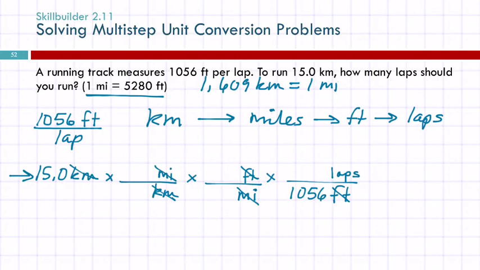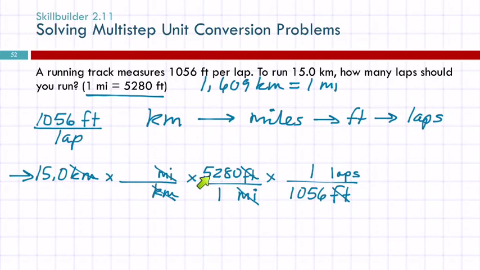And what number is in front of lap here? A 1. We didn't write it, but if we had to put a number, we'd put a 1. And sometimes students are bothered if there's no number, so go ahead and put a 1 there. Now, feet and miles, that was given up here. 1 mile equals 5,280 feet.